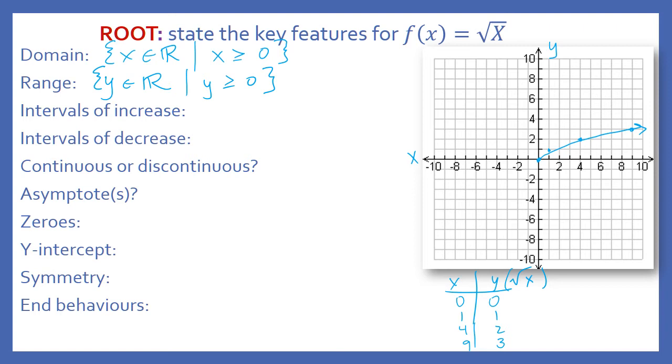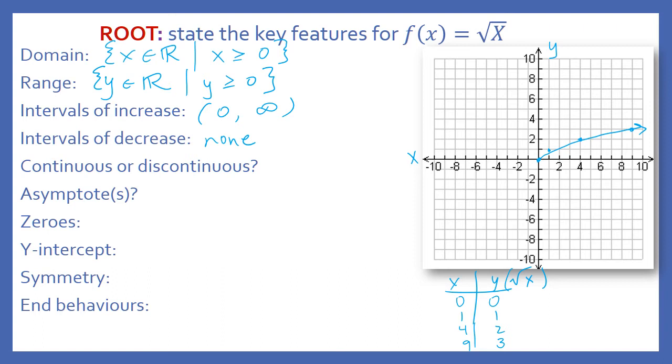Increasing or decreasing. As I go left to right, I am forever increasing. So there is no interval of decrease. So this is increasing from 0 to infinity. And again, at 0, nothing's happening. It's not increasing or decreasing. It's just where it starts. Circular bracket does not include.